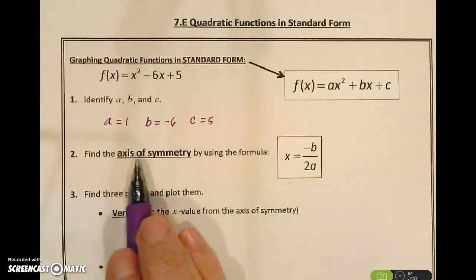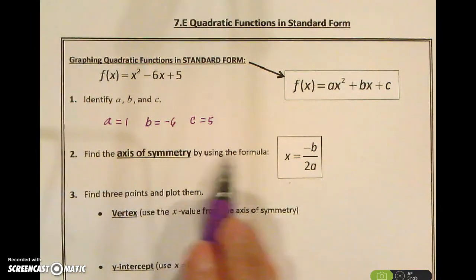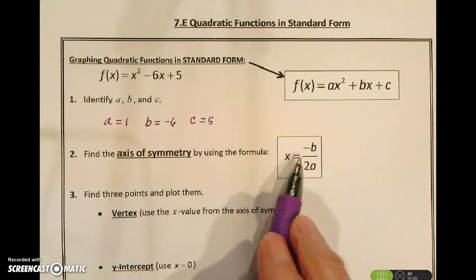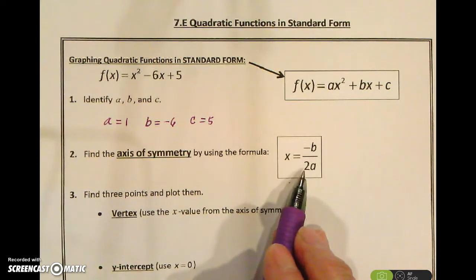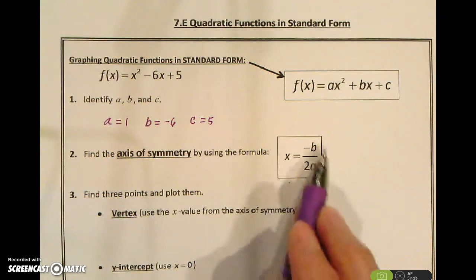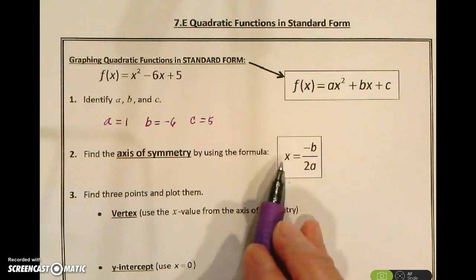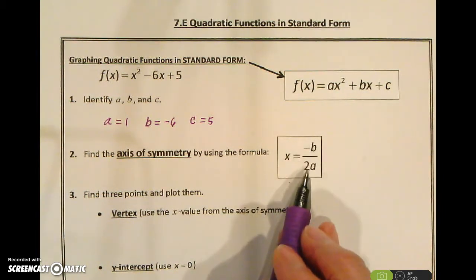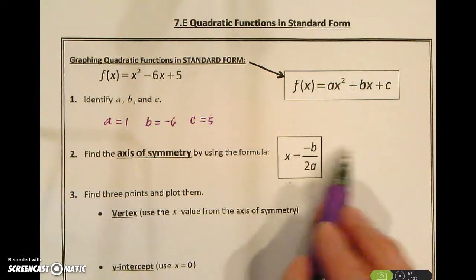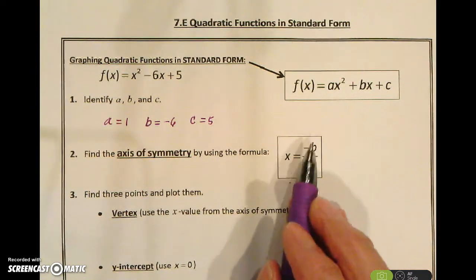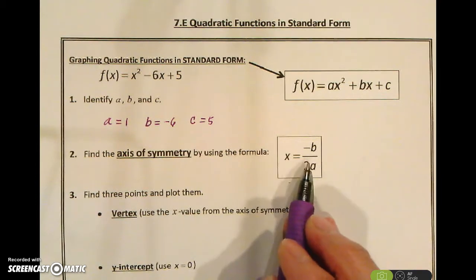We're going to find the axis of symmetry first by using this formula: x is equal to negative b over 2a. So you need to have that memorized. It makes it a little bit easy. This is the front of the quadratic formula without the radical part of it over here. It's the front of it. So this will give us the axis of symmetry.